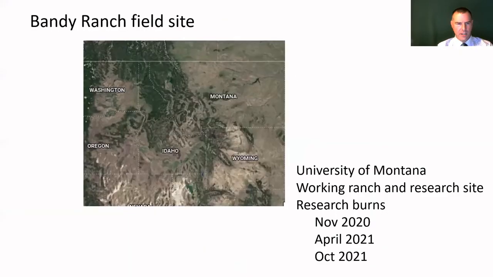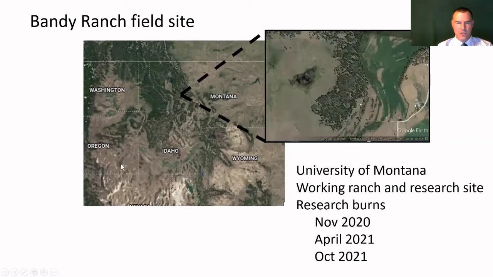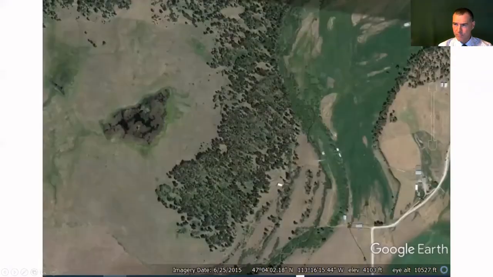Okay. The next set of slides examines our Bandy Ranch site. This is located here in Montana. It's owned by the University of Montana. We started burning there in November 2020, and since then, we've had 3 different sets of research burns. In November 2020, we carried out our first burn out there.